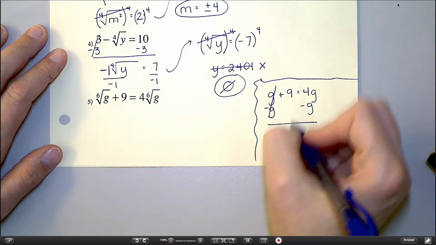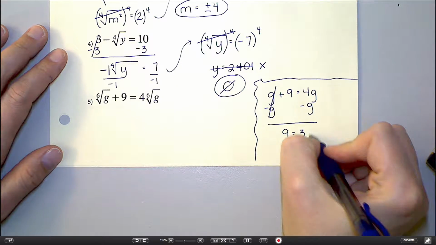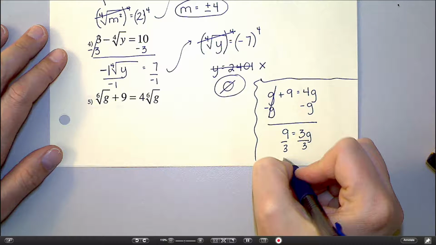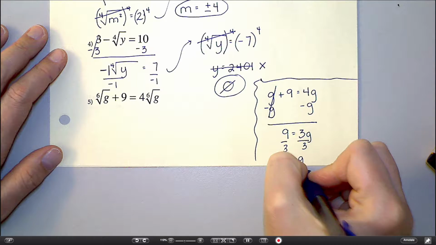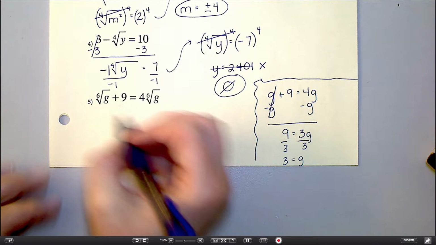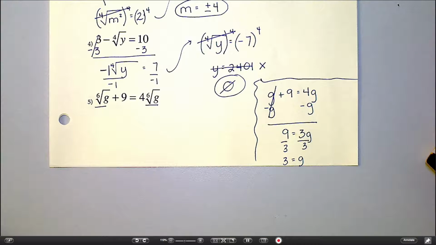And so that's going to give me 9 equals, and then 4g minus g is 3g. And then we could divide by 3, and we get 3 as an answer. Okay? We're going to follow that same general principle here because I have g's on both sides and they're both in roots, so I need to get them combined.